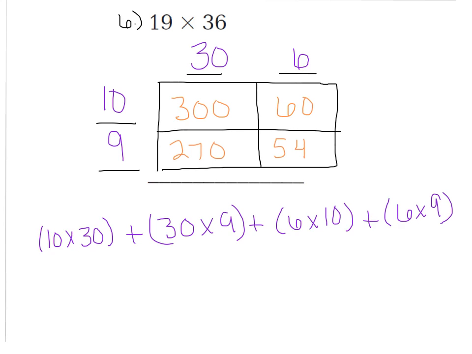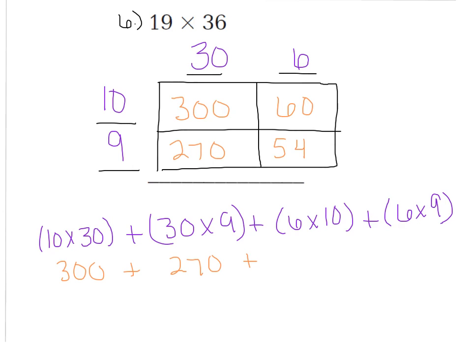Okay, check your box model with me. Make sure you have your 10 and your 9. That's for your 19 down the side. And make sure you have your 30 and your 6. That's for your 36 up top. Now, to find my first partial product, I should have multiplied 30 times 10, which was 300. Now, to find my second partial product, you should have multiplied 30 times 9, which was 270.